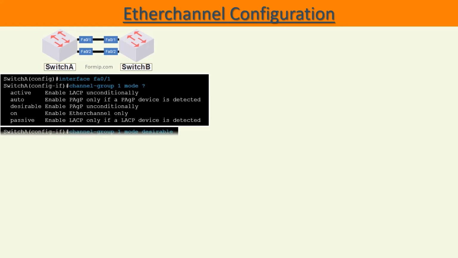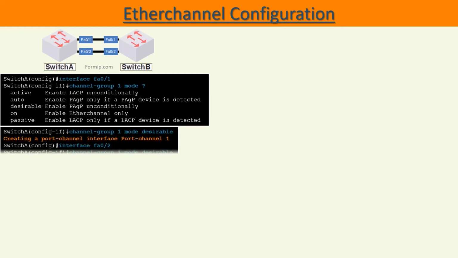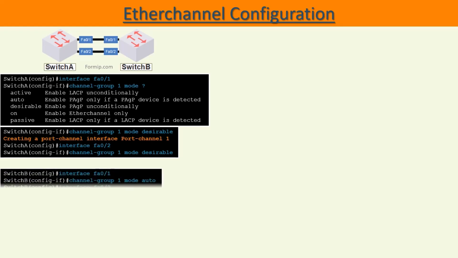For example, we will take the desirable mode of the PAgP protocol, and we will also do it on the FA0/2 port. Switch A is therefore configured in desirable of the PAgP protocol. That is to say, it will negotiate with switch B to set up an EtherChannel. And on switch B, we choose mode auto so that it will respond well to the request of switch A to become an EtherChannel.